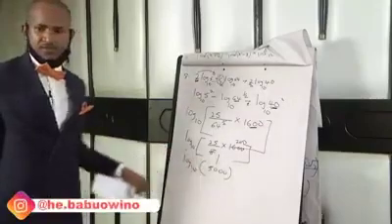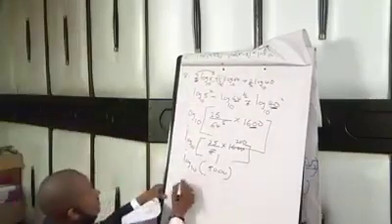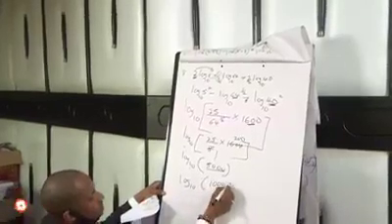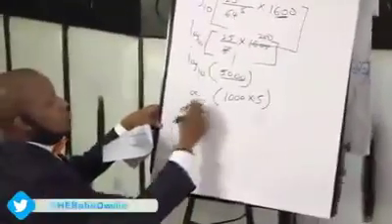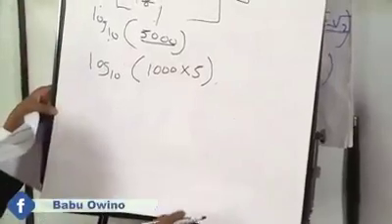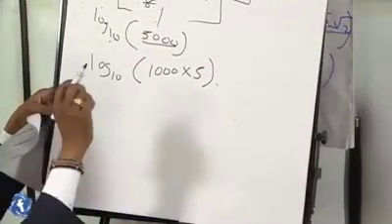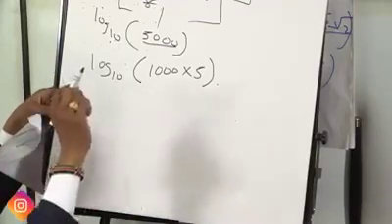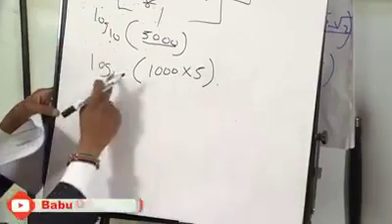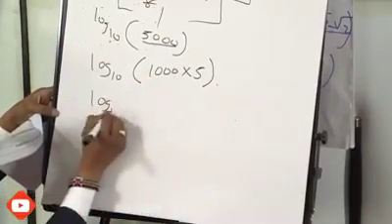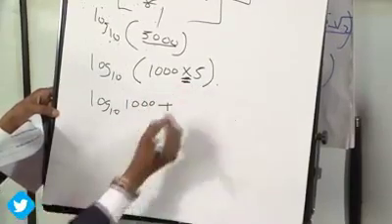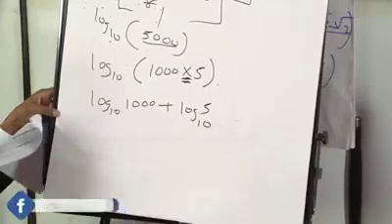We can further simplify this. You can see that this is the same as log to base 10 into 5000, which can be written as 1000 times 5. When you split this, when you open it up, it's like you are going back to the initial relationship that we had. I told you when you see minus, you divide. When you see plus, you multiply. So when you see multiplication, you add. So you can equally write this as log to base 10 of 1000 plus, because of this, log 5 to base 10.